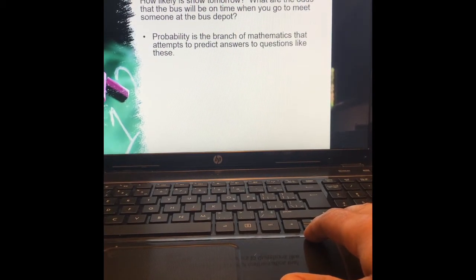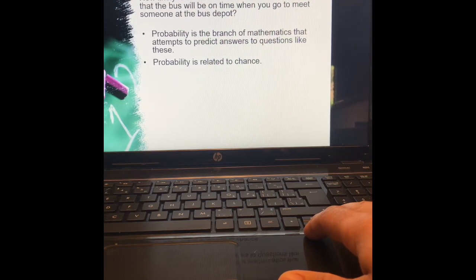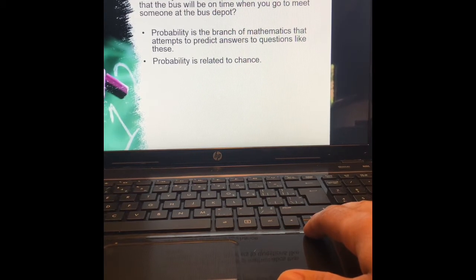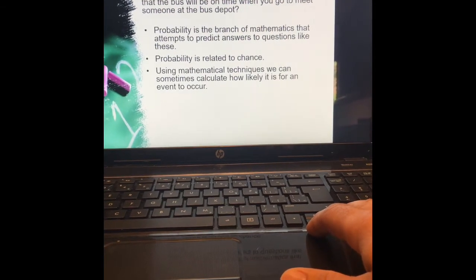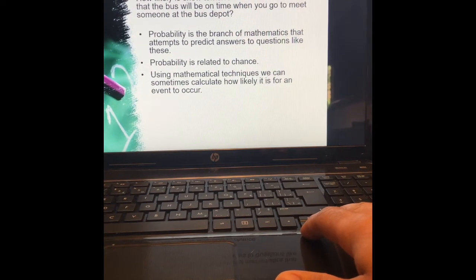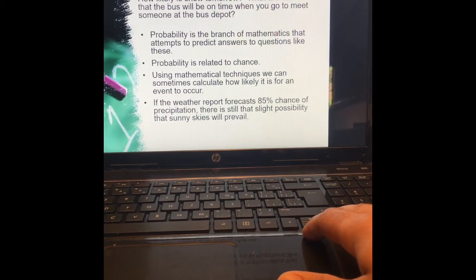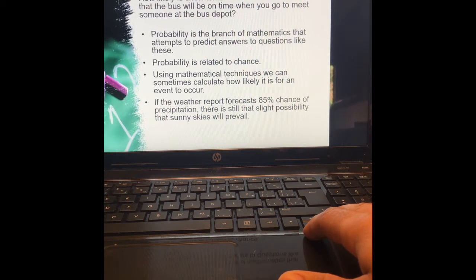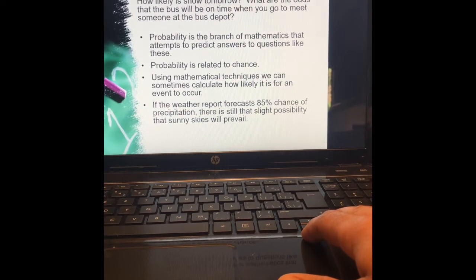So that branch of mathematics attempts to predict basically things that are going to happen in the future. It's related to chance. So typically your probability is not regularly 1.0 or 100% chance. It's somewhere less than that. And using mathematical techniques, we can calculate how likely it is for an event to occur. And we'll show you some of those techniques. Remember, if it's less than 1.0 or 100% chance, there's always that potential, however slight, that the opposite thing could occur.